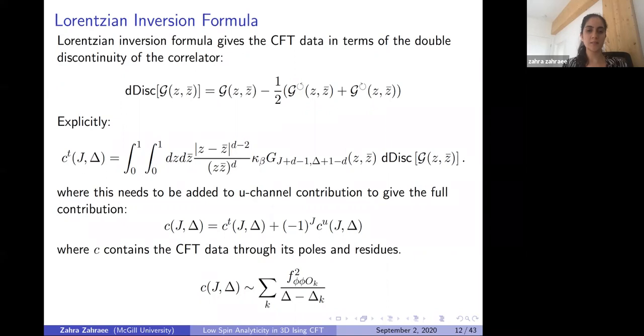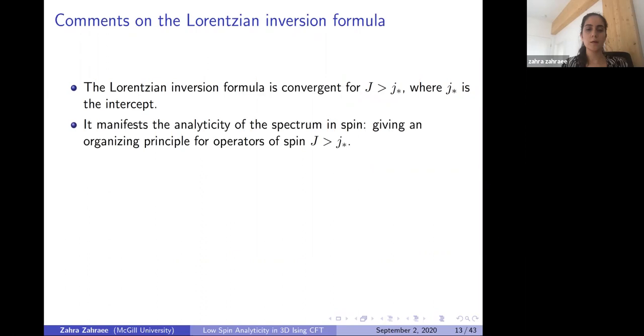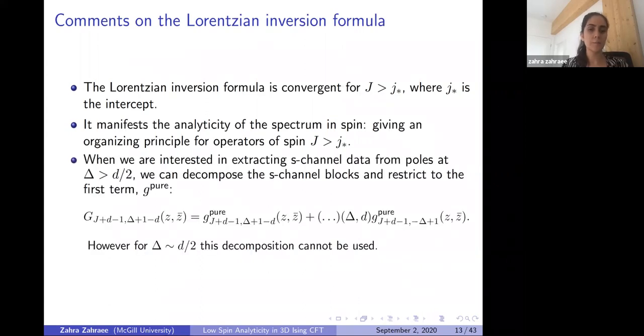Then C contains the CFT data through its poles and residues. So the poles are where physical operators are located, and the residues are the OPE coefficients. A couple of comments are in order. The Lorentzian inversion formula is convergent for J bigger than the intercept. The Lorentzian inversion formula manifests the analyticity of the spectrum in spin by giving an organizing principle for operators of spin J bigger than J star.